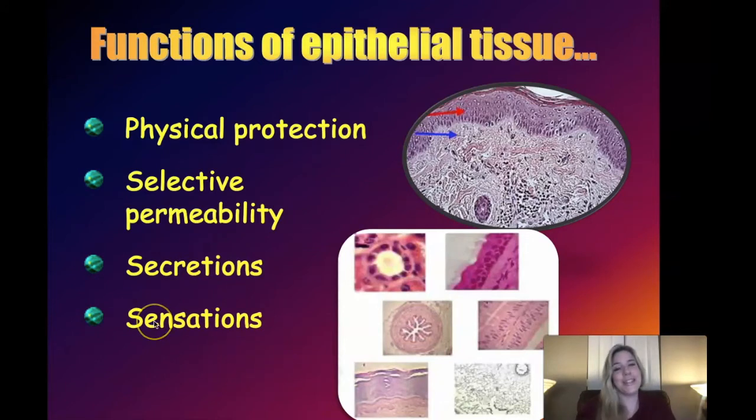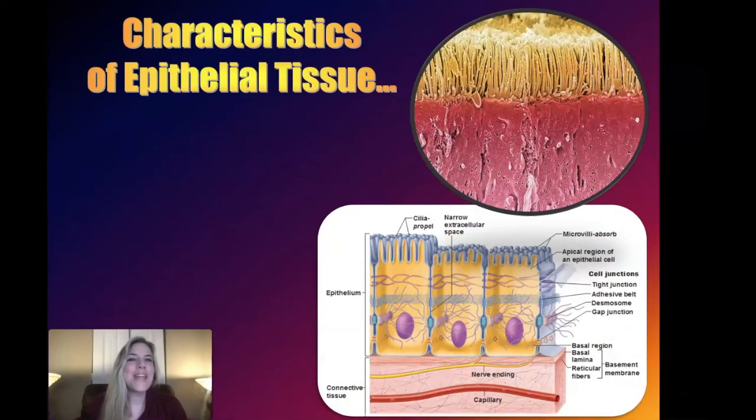And another function is sensations. For example, if you get cold or scared, you might witness hairs standing up on your skin. Those are sticking right out of the epithelial tissue and provide sensations such as touch. So we'll be keeping an eye out for these different functions as we talk about some of these different epithelial tissues. So let's talk about some of the characteristics that all epithelial tissue have in common.